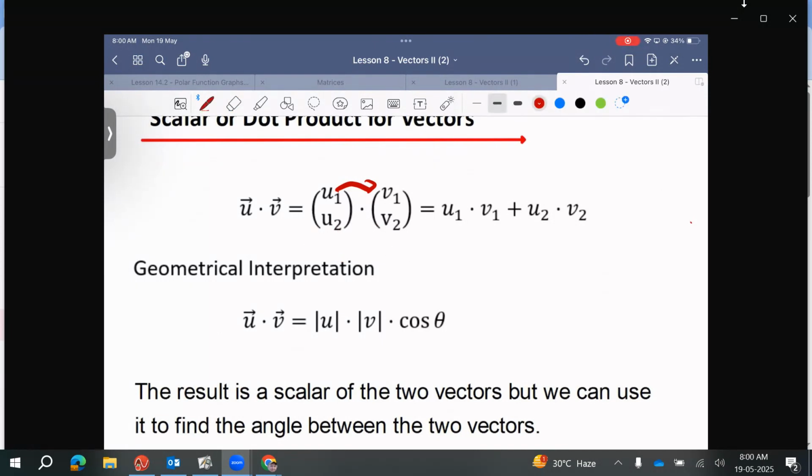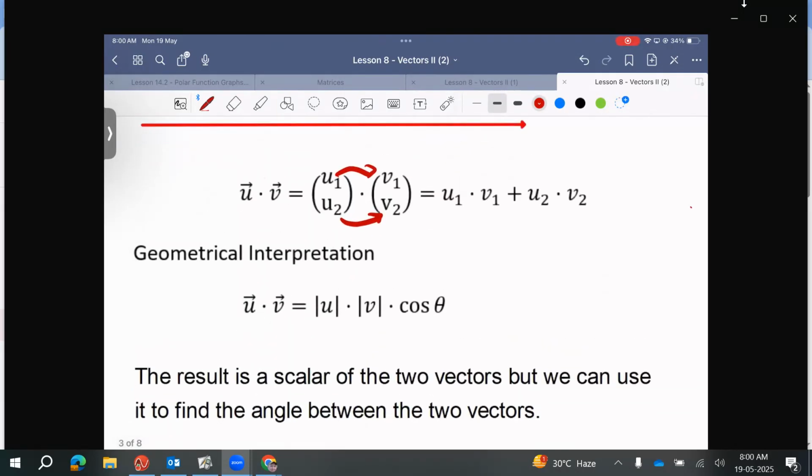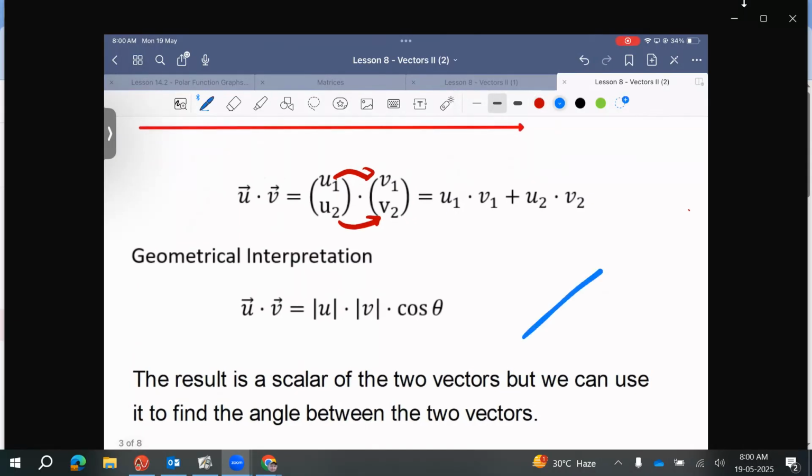Now, what's interesting is we also have a geometrical interpretation of this. So u dot v can also be interpreted as the length of u times the length of v multiplied by the angle between the two vectors. Now, any two vectors are always going to cross. Is this true? Discuss with the person next to you. Will two vectors always cross?